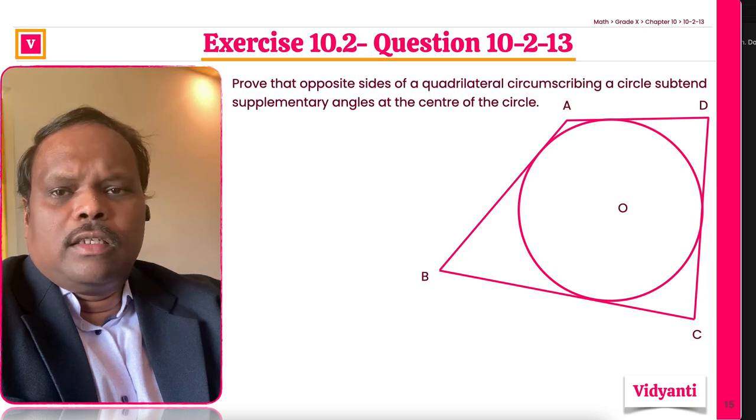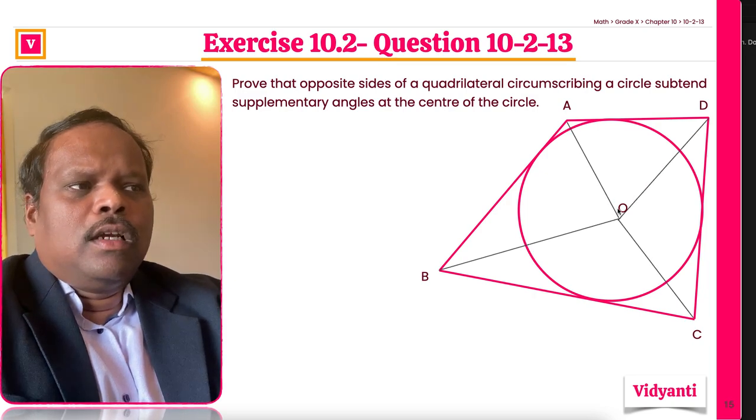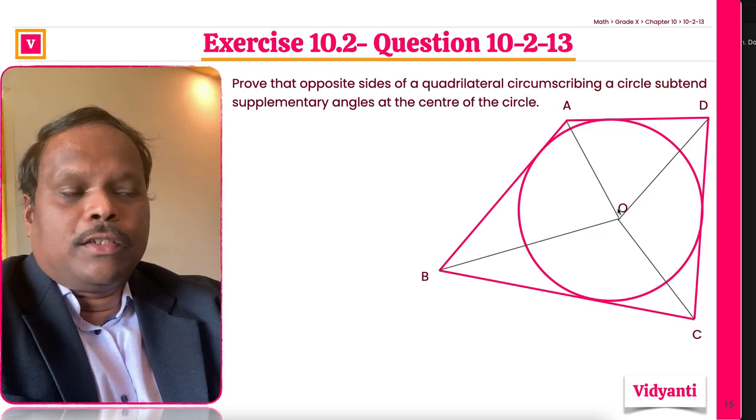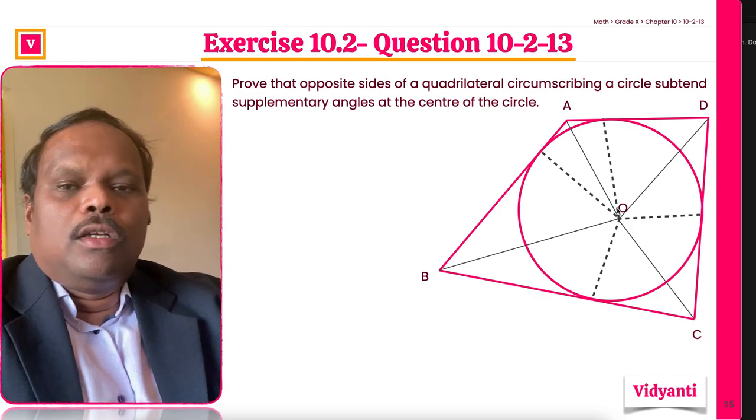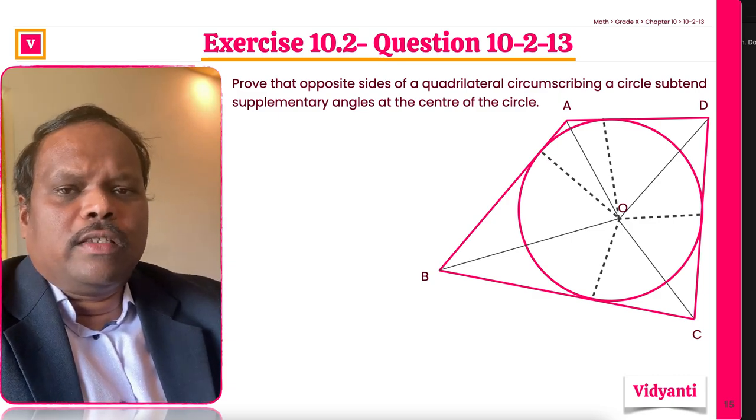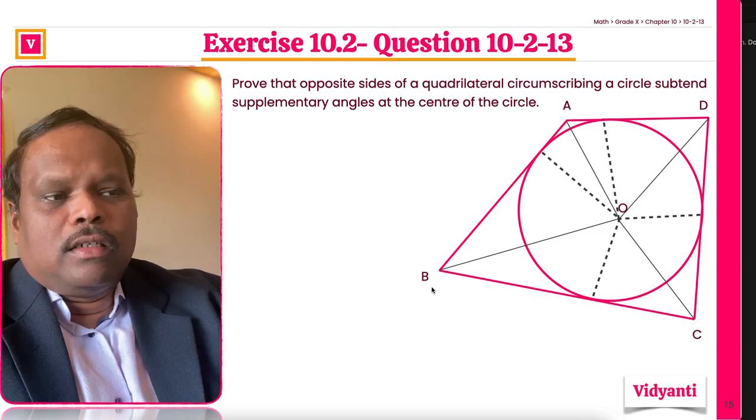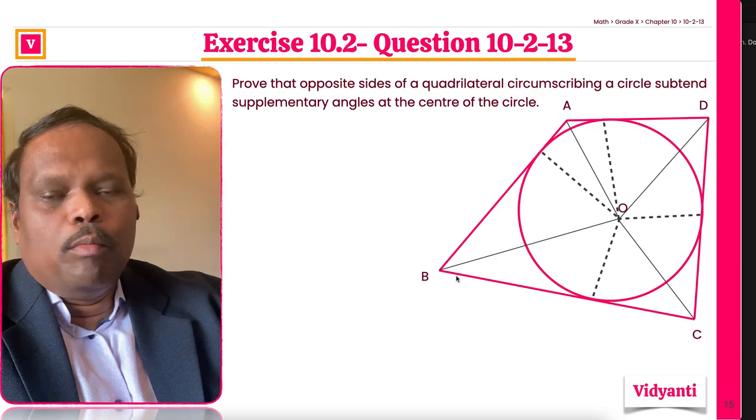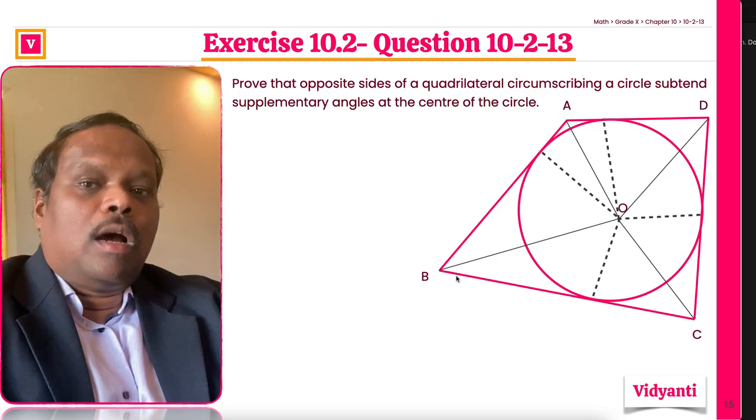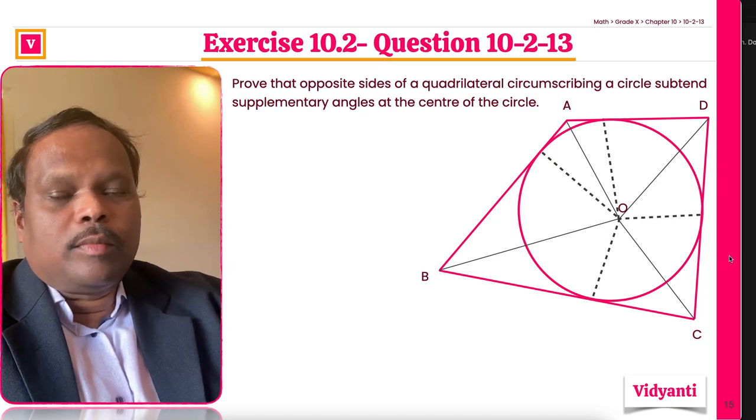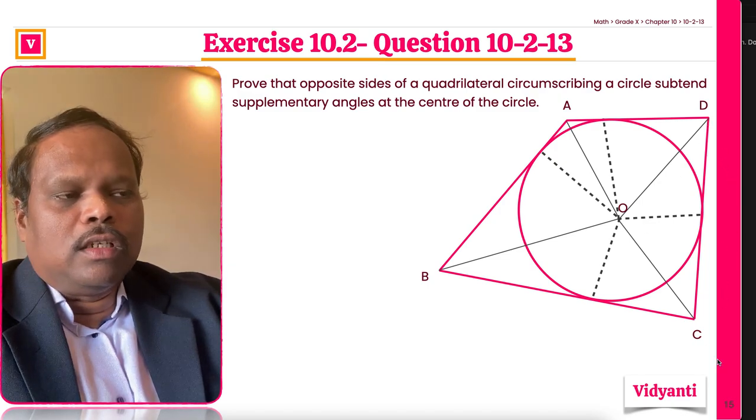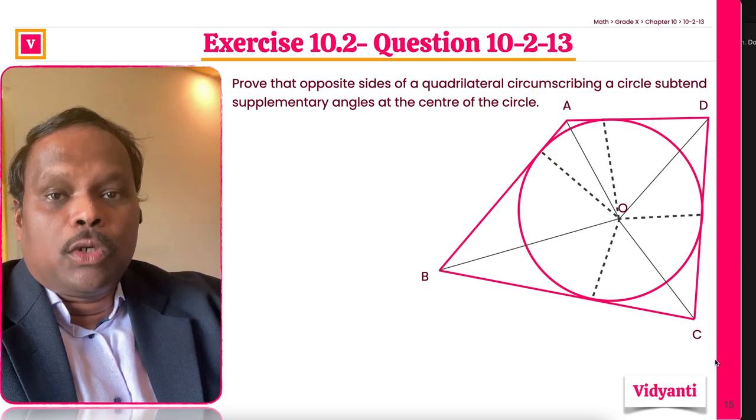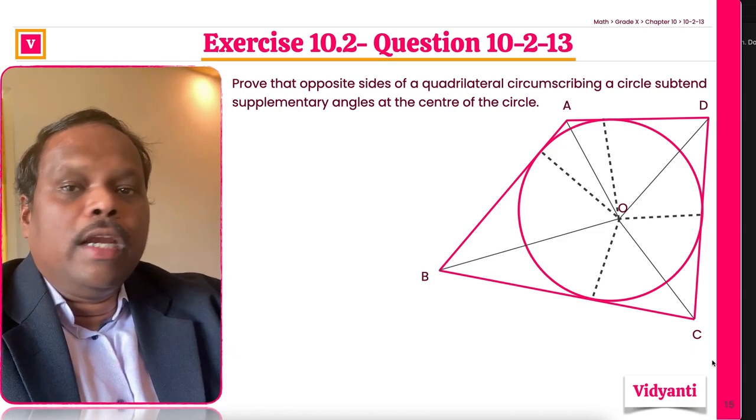And I will first connect the center to the four vertices. And also, I will connect the center with the 4 points of tangencies. Now, so these are our constructions. Now, what is really asked is if I take a side AB, the angle subtended at the center will be AOB. And then I have to take the opposite side, which is CD. Angle subtended at the center will be DOC. These two angles will be supplementary angles. That means their total will be 180 degrees.